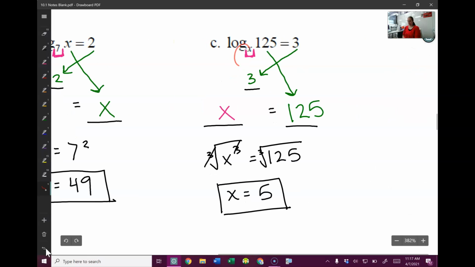For C, the base stays the same. The input and the output flip places. So I should get x cubed equals 125. Well, to get rid of a cubed, we do a cube root. So the cube root of 125, which you can just type into your calculator, is 5.